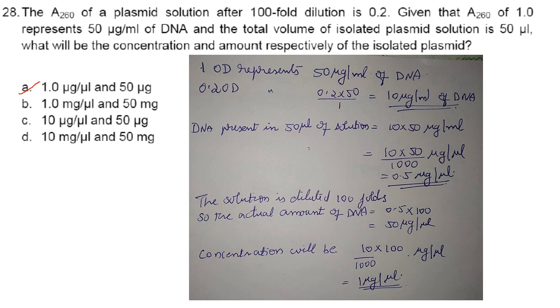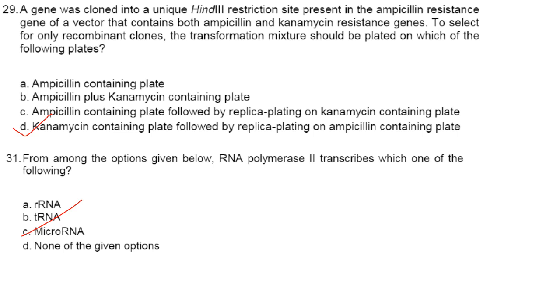So the answer here is what will be the concentration and amount respectively. So 1 microgram per microliter and 50 micrograms. Then the next one.